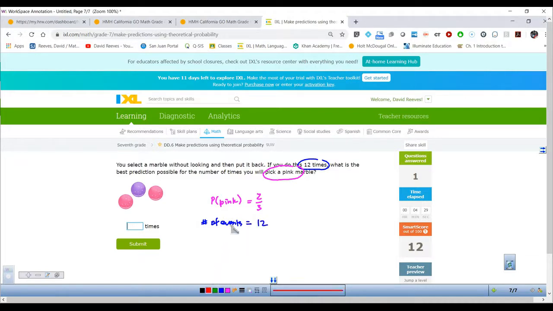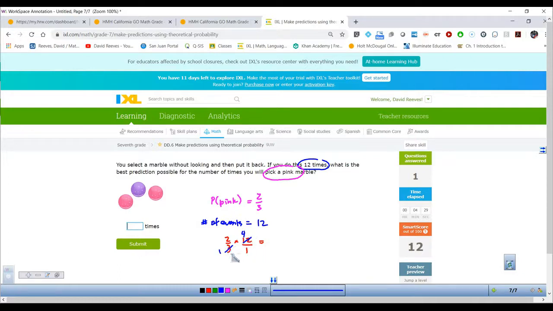So what are we going to do? What did we do previously? We're going to multiply, right? We're going to take the probability, 2/3, and we're going to multiply it by 12. All right, I'm going to go ahead and put this 12 over 1. And when you multiply a fraction times a fraction, you can multiply and then simplify, or you can simplify and then multiply. I like to simplify first. 12 divided by 3 is 4, or 3 goes into 12 4 times.